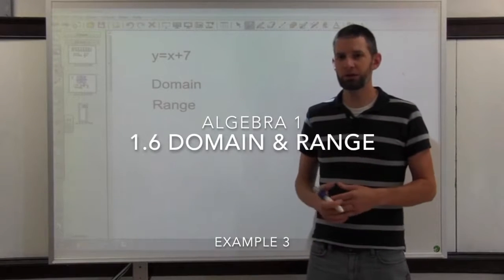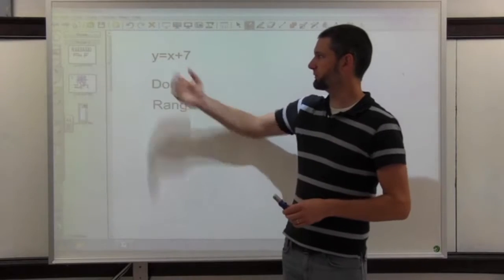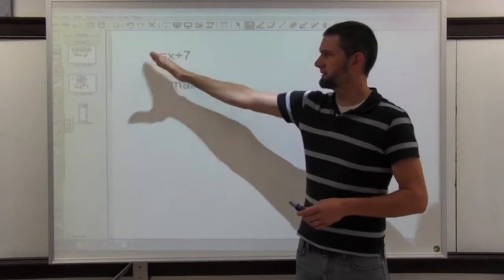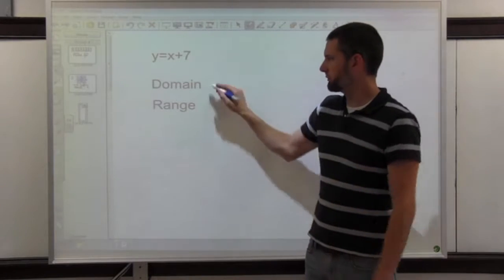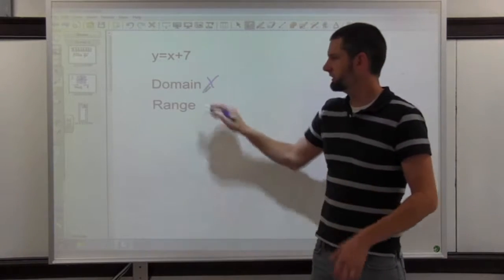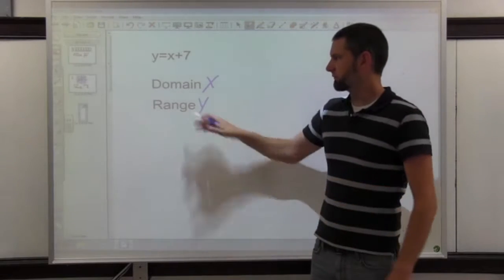Let's take a look at what happens when we try to find the domain and the range of an equation. Here we have a simple equation, x plus 7 equals y. Domain is, again, the numbers that we put in, and usually we're putting numbers in for x, and we'll be getting the numbers out dependent for y.